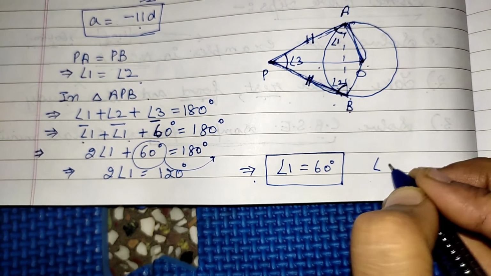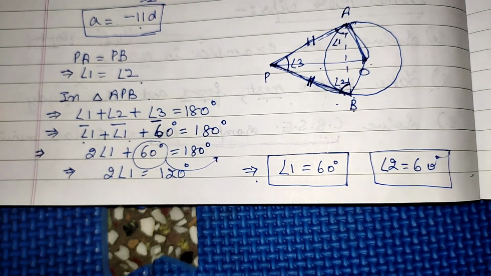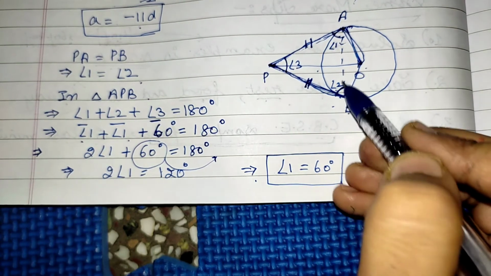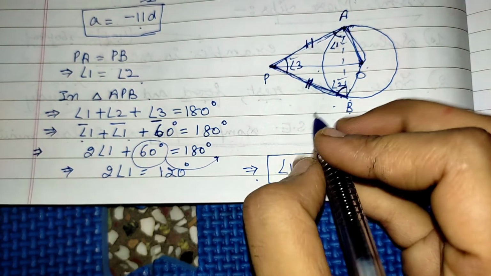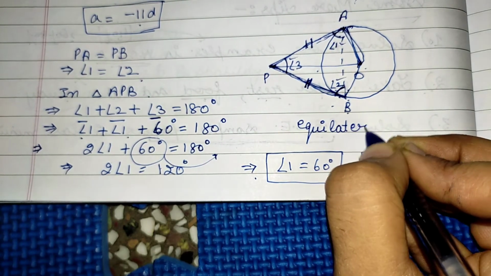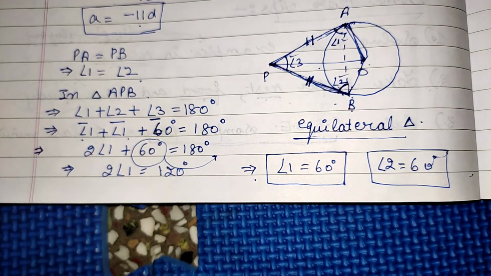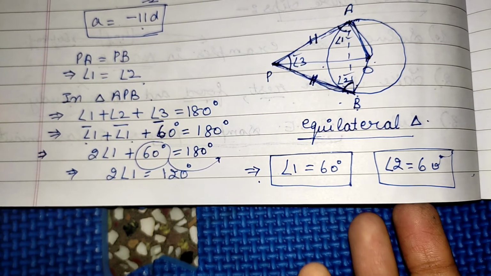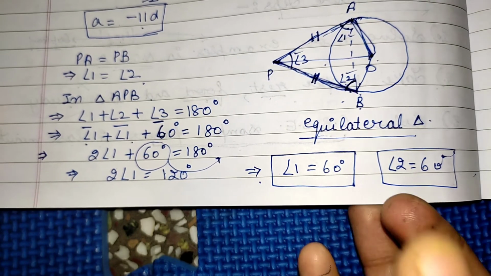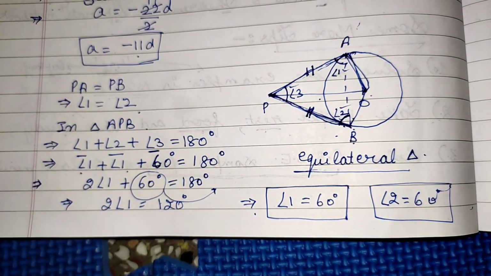Okay, if angle 1 is 60 degrees, that means my angle 2 will also be equal to 60 degrees. This is also 60, this is also 60, this is also 60. So that means my triangle is what? My triangle is an equilateral triangle. Okay, so these are some big questions related to the marks. This question is only of 2 marks, but it is going to take more of your time as compared to the other 2 questions which we have solved.